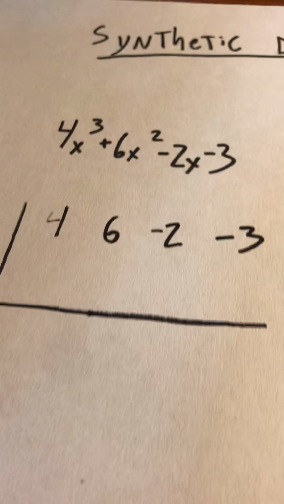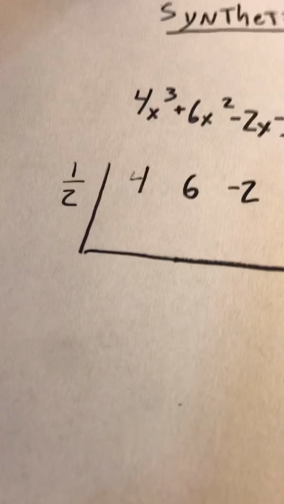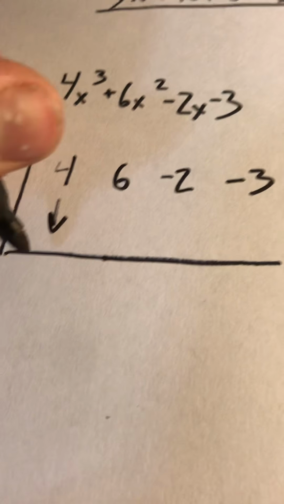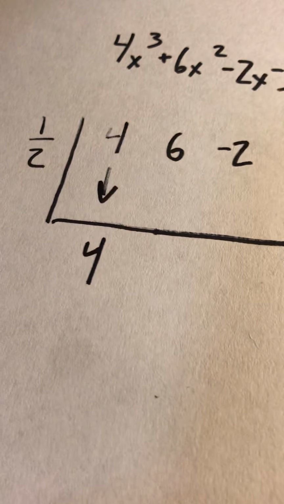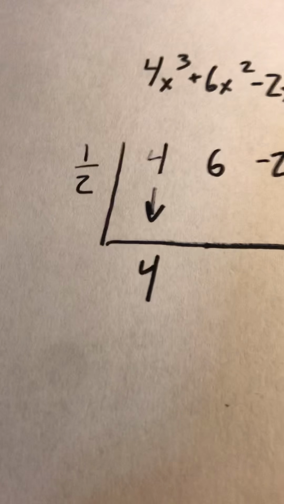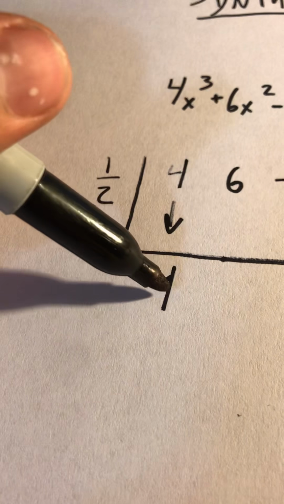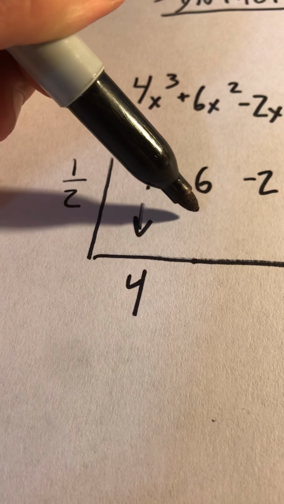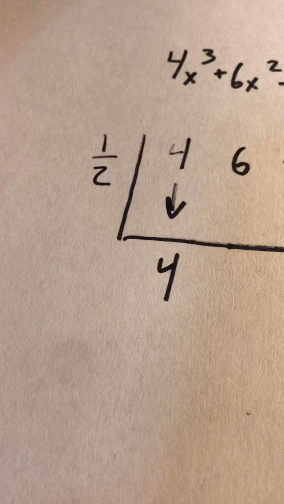Alright, now, the first step in doing synthetic division is to always carry down your first term. So that is a 4. And now we're going to multiply what we carried down times the half, and then bring that number down to here, and then combine like terms.